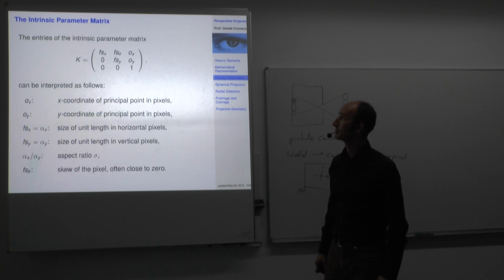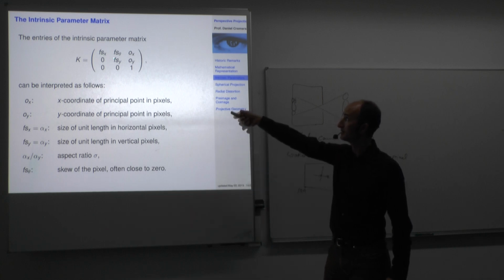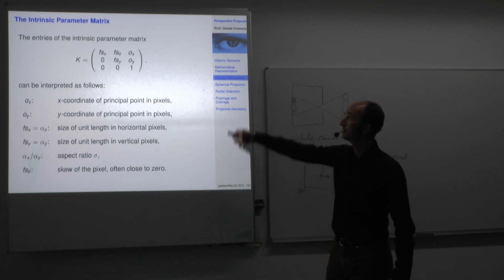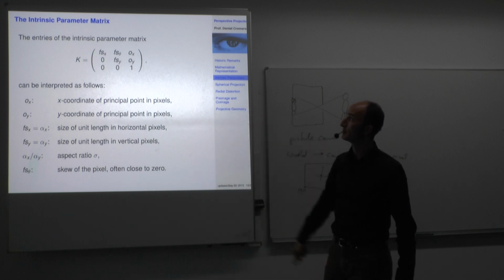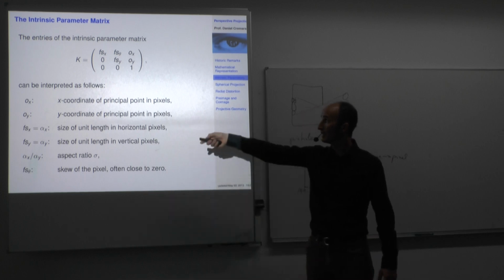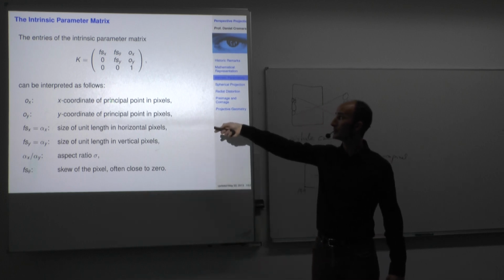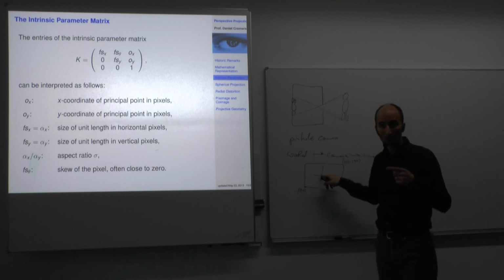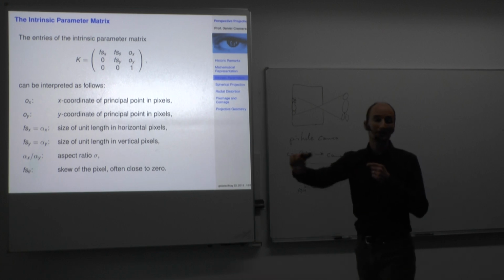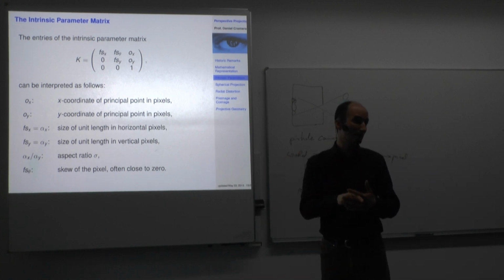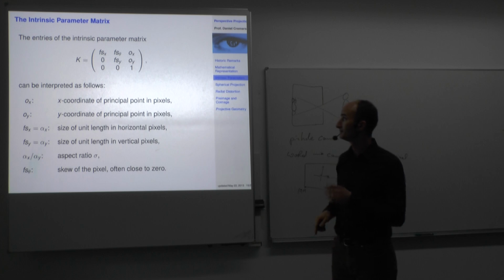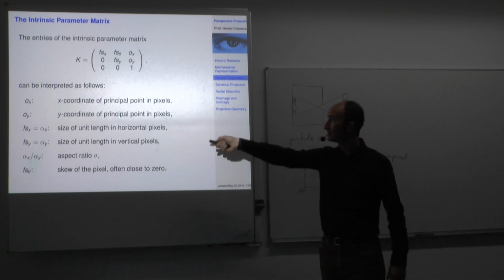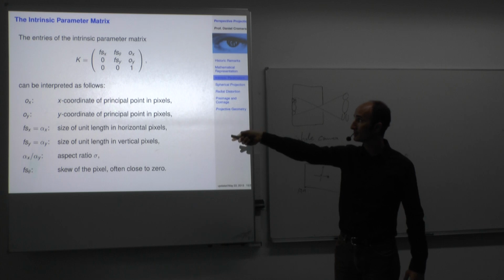Here, to summarize again the intrinsic parameter matrix, it looks like this: f s_x, f s_y, and f s_theta, o_x, o_y, the offset of the origin. Just to recapitulate, o_x and o_y are the coordinates of the principal point. This is the point in the image plane where the optical axis intersects the image plane. And so these are the pixel coordinates of the principal point in x and y.